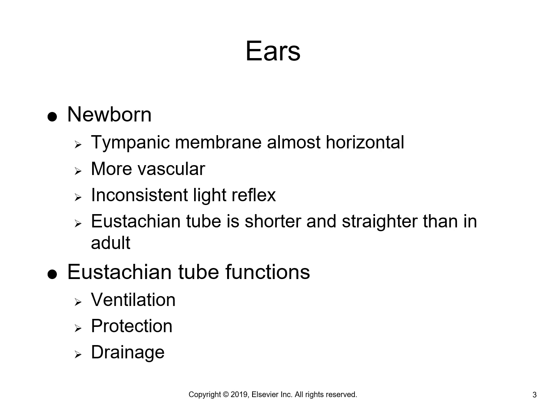All right, so for the newborn, their tympanic membrane is almost horizontal. It's very straight, right? It's more straight compared to adults. It's also shorter, of course, compared to adults. They are more vascular. And when you look through it with an otoscope, there will be an inconsistent light reflex. And again, like I said, the tube is shorter and straighter than in adults.